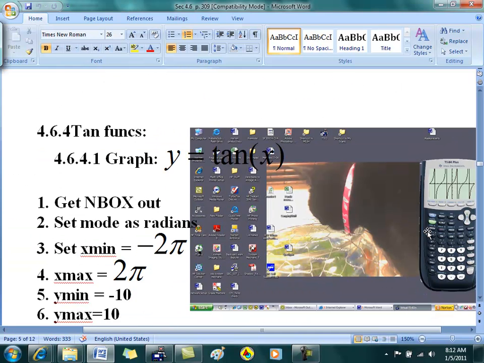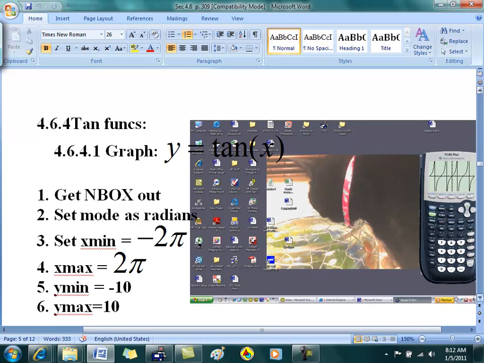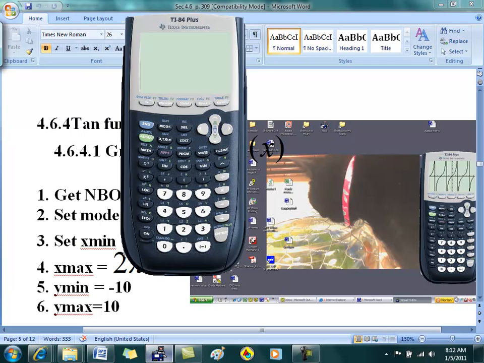So what I want you to do is get your graphing calculators out. And graph y equals tangent x. Graphing y equals tangent x. And your calculator is going to be in what mode? Radian mode.